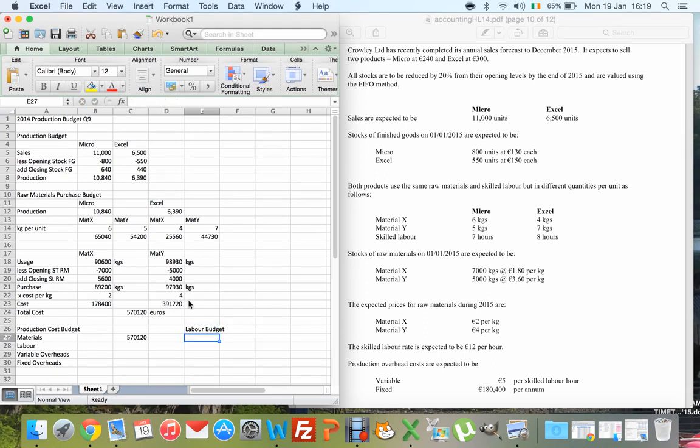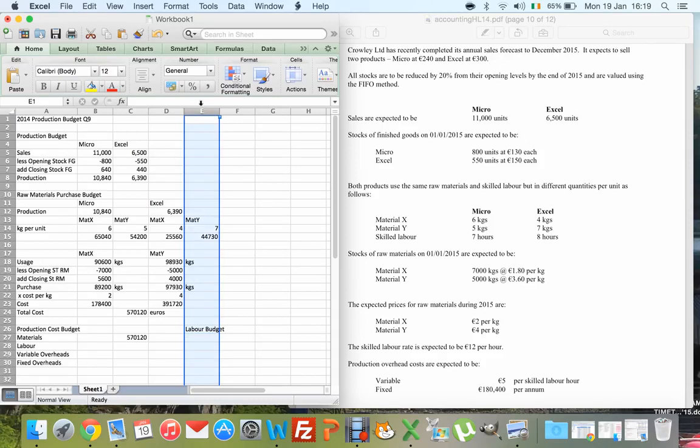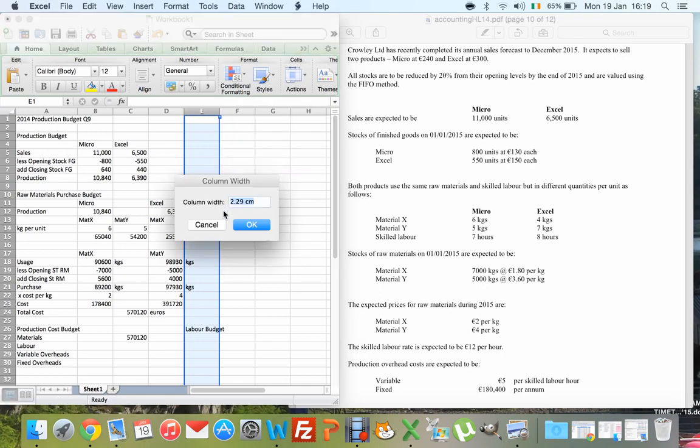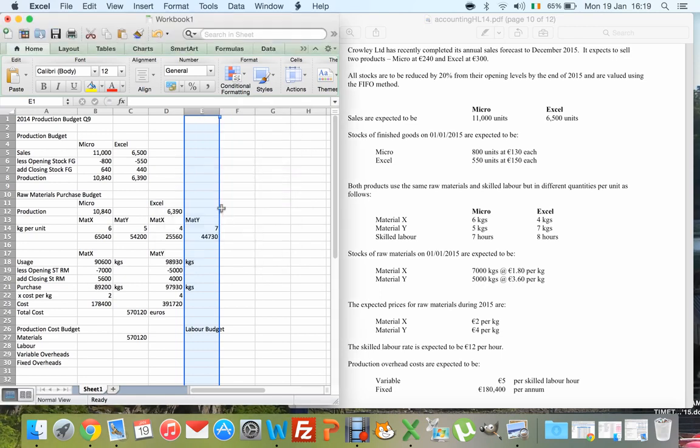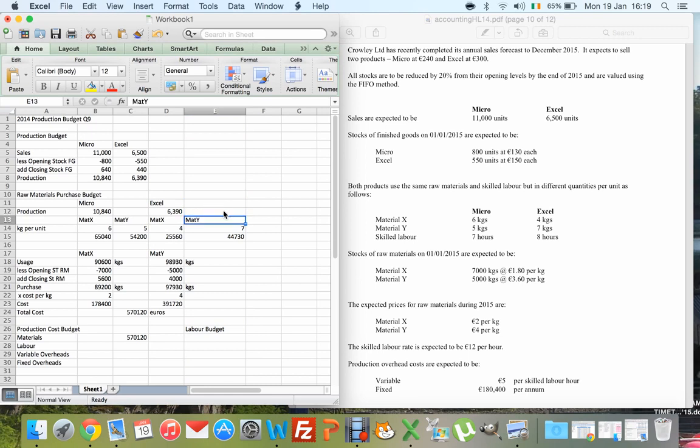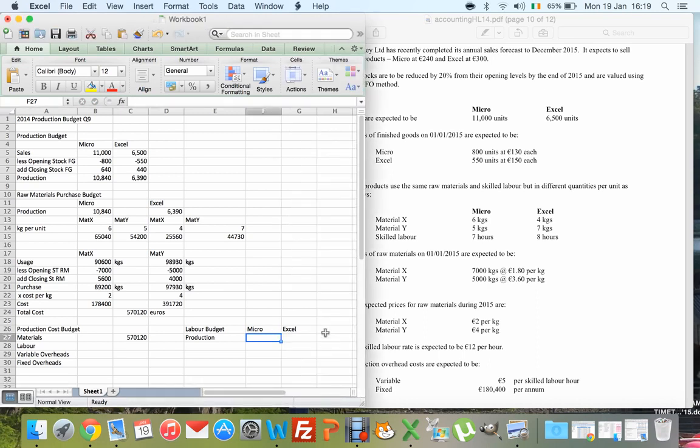So for my labor budget, I'm going to widen that so it's easier to see. So I'll make that 4 centimeters. Okay. So labor budget, I start off with my production, like I did with my raw materials purchase budget. I'll have micro, and I'll have Excel. So this is the cost for me of producing micro and producing Excel. Okay, this is what I'm trying to work out, the cost in labor terms. And then I'm going to end up with the total figure.